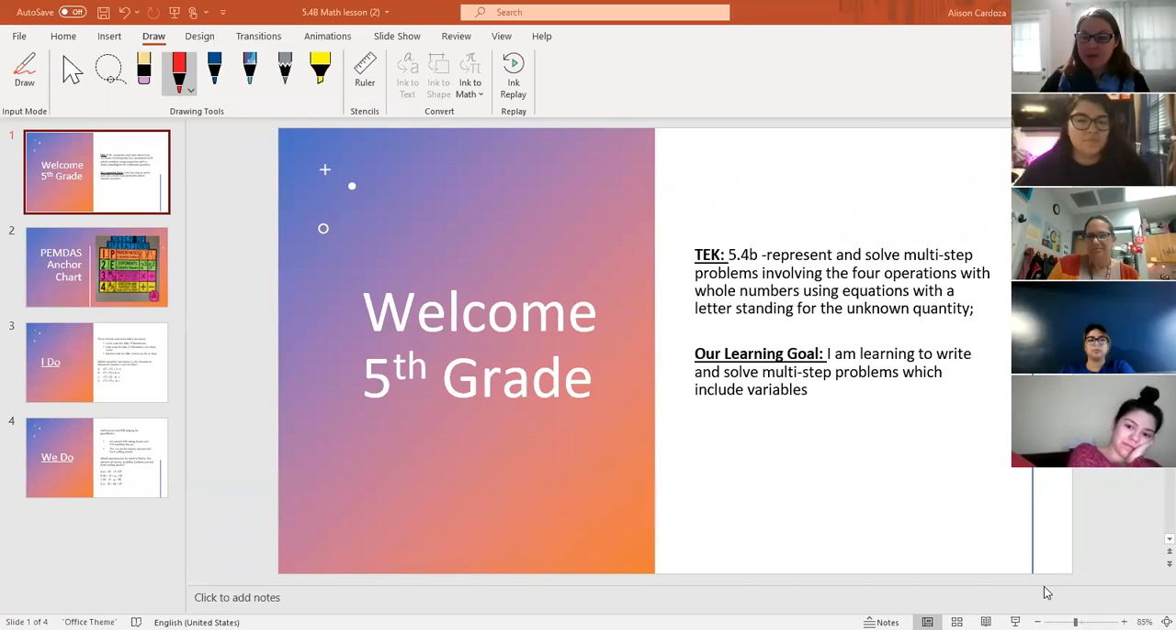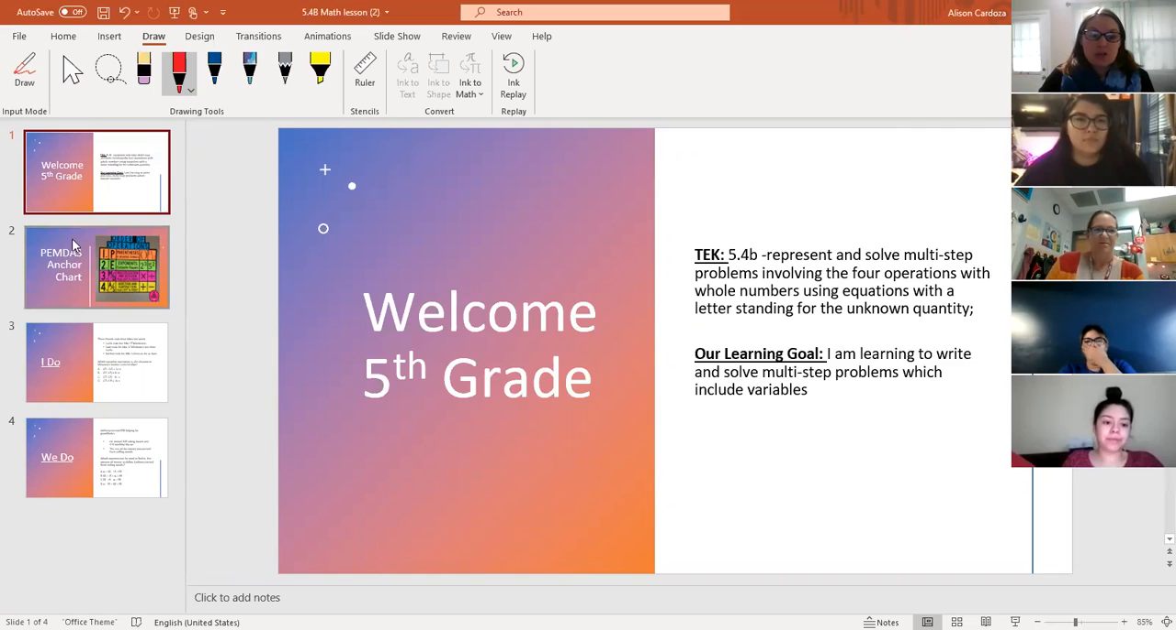Okay, so a variable, and this is why we're reviewing it, so that's good, right? A variable is a letter that represents a number that you don't know, right? So if you don't know what a specific number is in an equation, you would use a letter like X or Y to represent that number, okay?